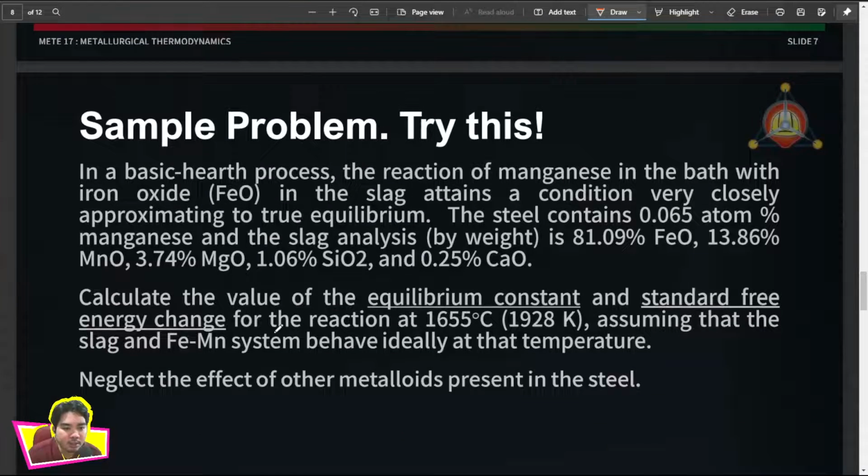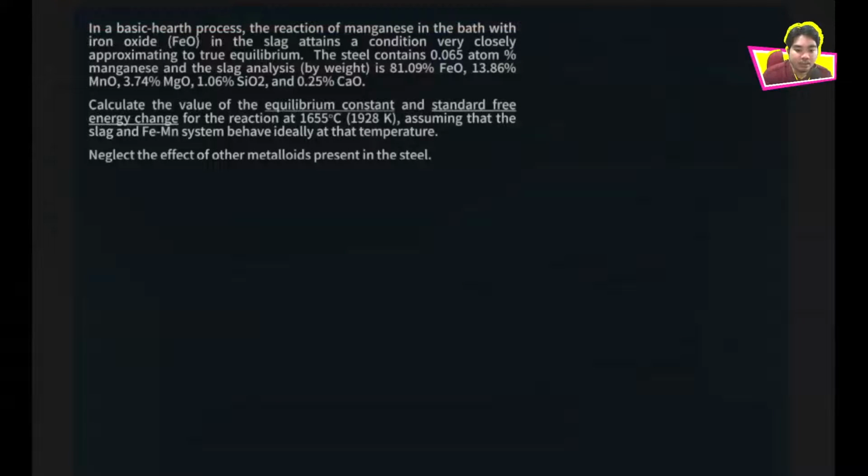So let's try this example, no? Let me shift to my... Okay. So ito yung example natin. We have a basic hearth process. Tapos the reaction of manganese in the bath with iron oxide, FeO, in the slag attains a condition very closely approximating true equilibrium. Meaning yung amount of exchange is now equal, no, yung forward and backward reactions. So the steel contains around 0.065 atom percentage. So this is in atom percentage, no?